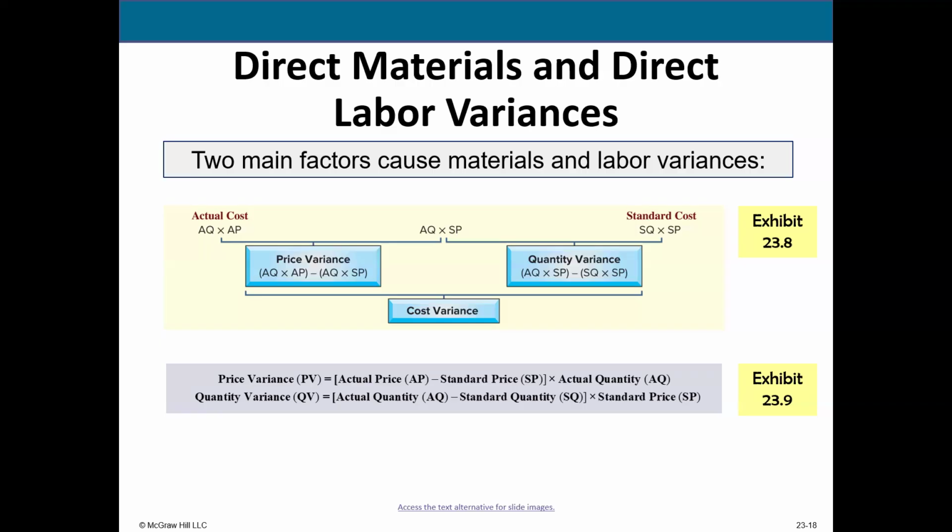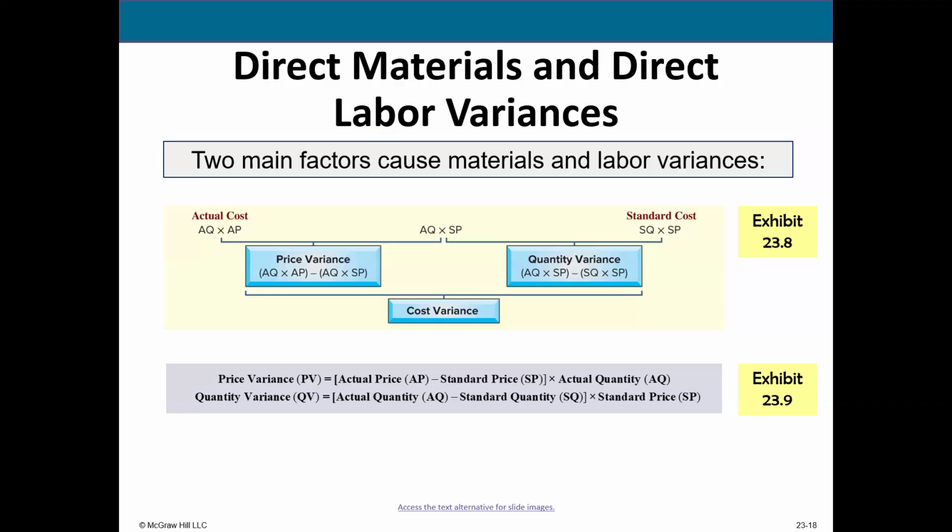To calculate the quantity variance, we're taking the actual quantity times the standard price minus the standard quantity times the standard price. That gives us the quantity variance.